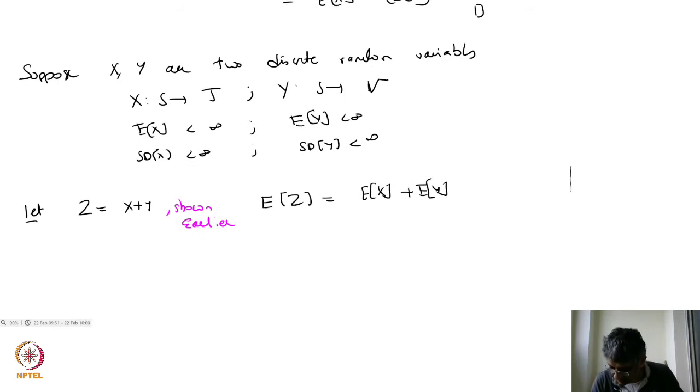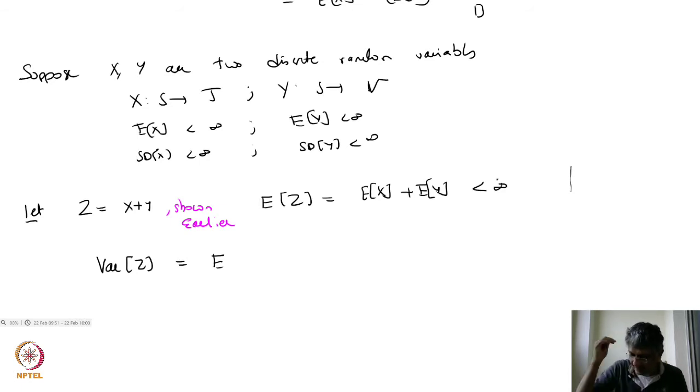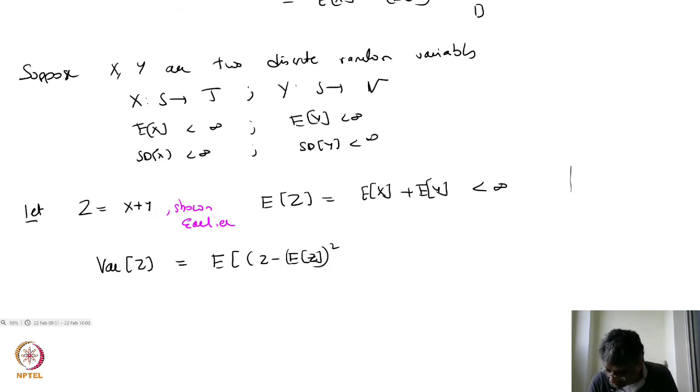Now, what is the variance of z? Variance of z, we know, is finite because E of x is finite, E of y is finite, and the sum of two finite numbers is finite. So variance of z is what? It is E of z minus E of z, the whole square. That's what the variance of z is.